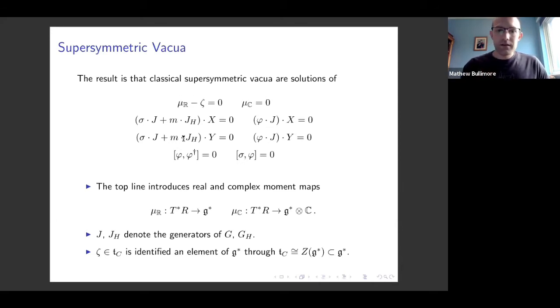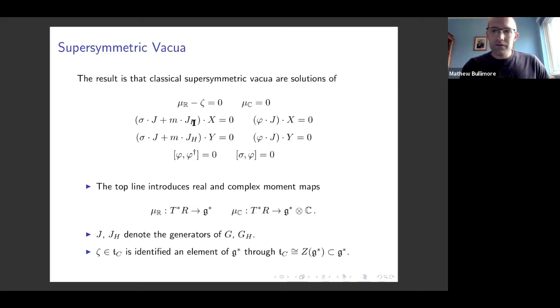So the first line here is a real. I've split it into two columns. The equations on the left are real equations. The equations on the right are complex ones. So the top line involves these things called moment maps, and they're functions of x and y. To say formally, the real moment map is a map from the T star of R, which was the representation, into the dual of the Lie algebra of the gauge group. And the same is true for the complex moment map, except that it's complex valued.